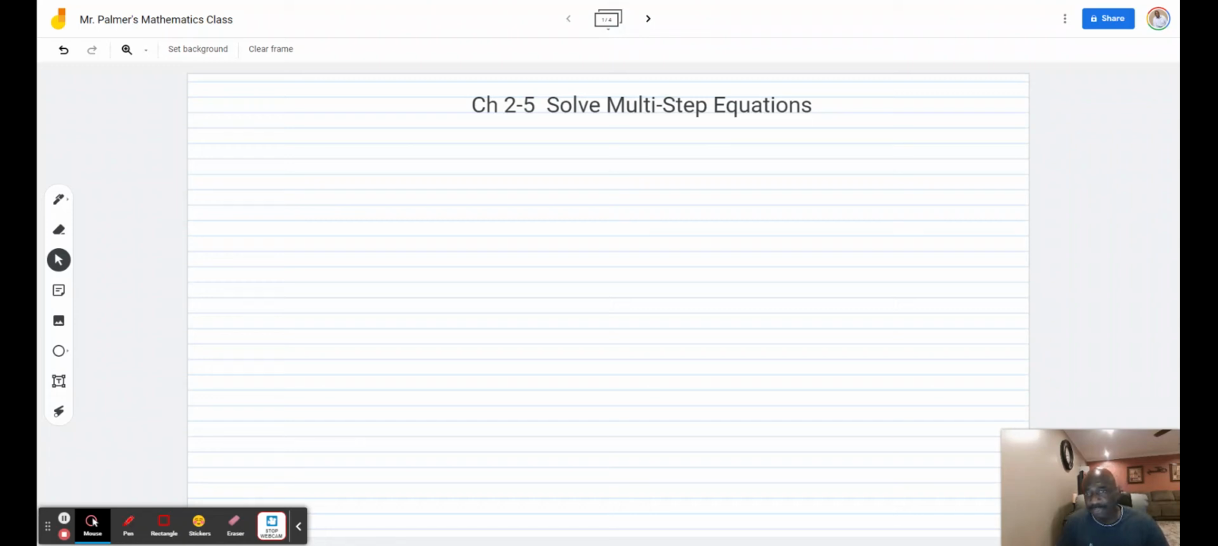All right, this is chapter 2-5 of solving multi-step equations. So we've done the one step, we've done the two step, and now we're going to be doing a multi-step equation, section 2-5. All right, let's look at the first question I want to go over.